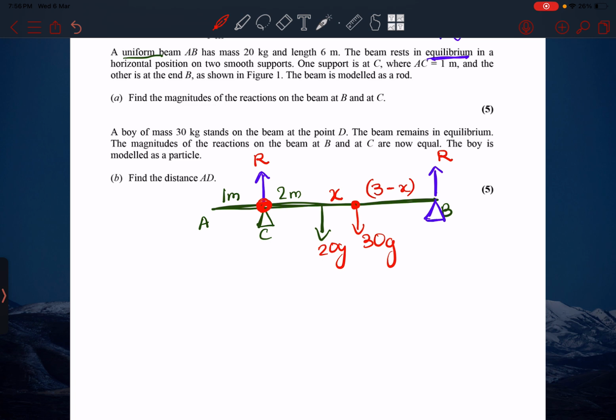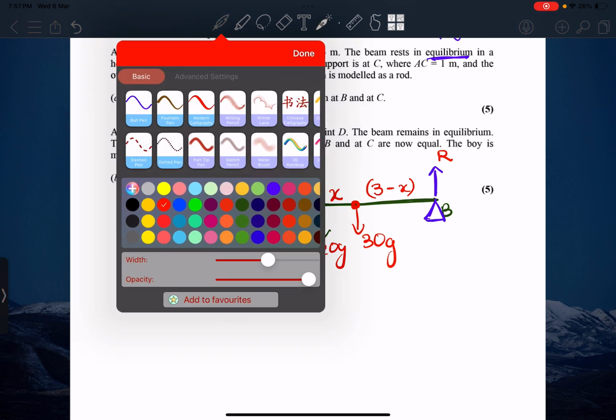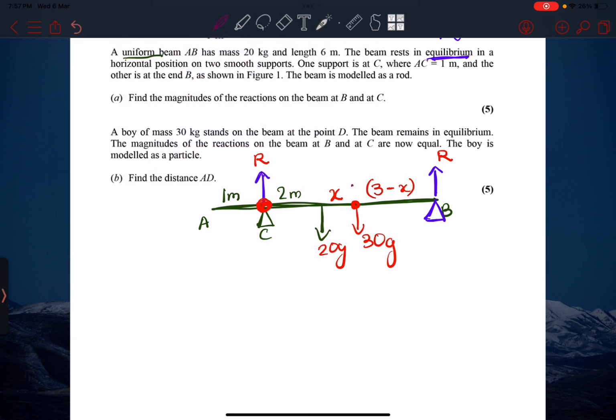What are we doing next? So the beam remains in equilibrium. That means all the forces up are equal to all the forces down. The clockwise moments are equal to the counterclockwise moments. The magnitudes are now equal. We have to find the distance AD. So what exactly is D? D is the point where the boy is standing. So we have to find what is AD.